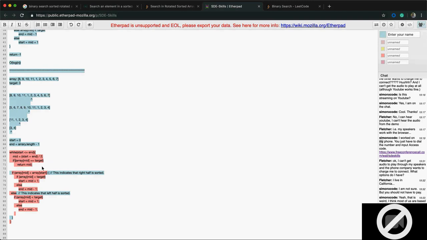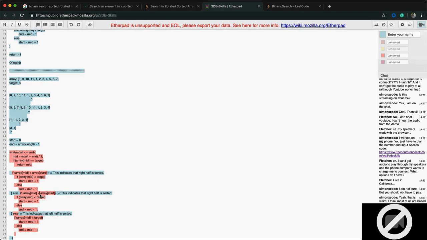We will calculate the middle element, and if array of mid is equal to target, then we will straightforwardly return the mid element. Correct, and the one that you wrote. And then there are three conditions in my view. One is the one that you wrote, where array of mid is less than array of start, which indicates that the right half is sorted, and left half is rotated. In the similar way, I believe there should be one more condition.